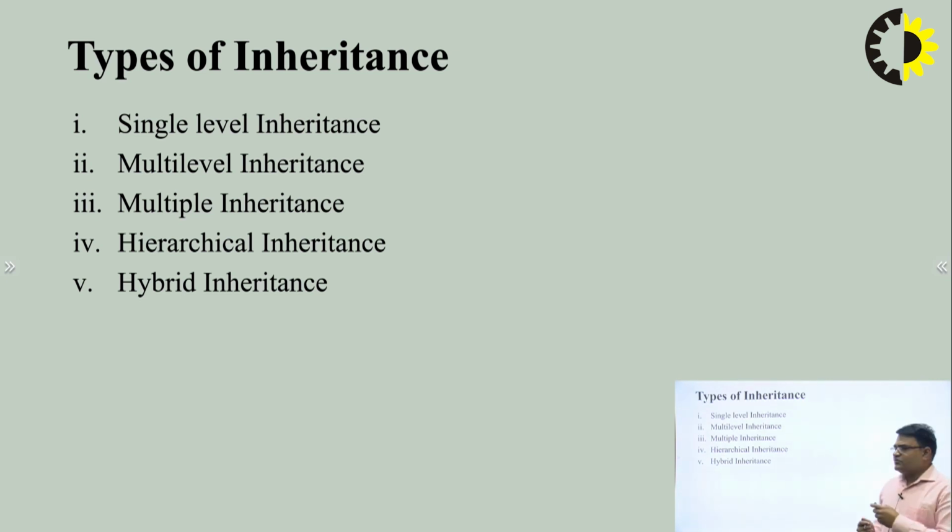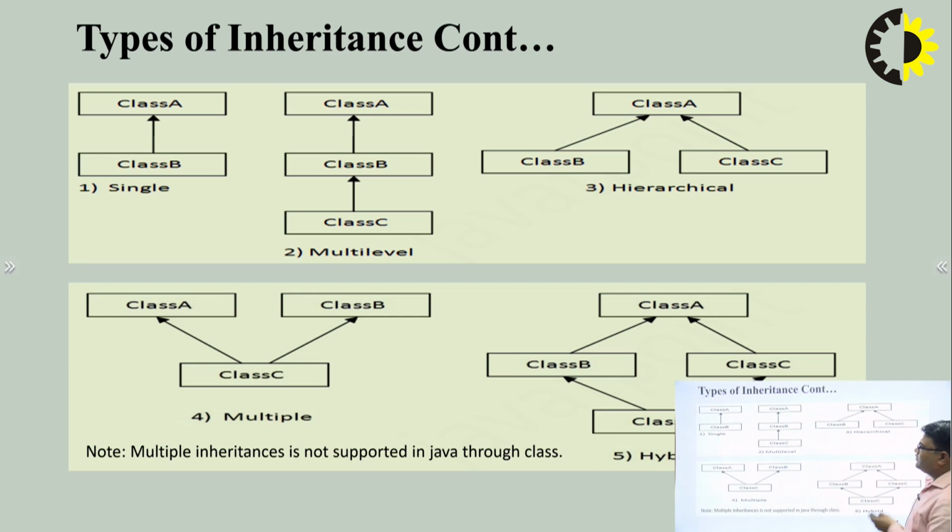Single level inheritance we illustrated in the example with a diagram. This is single level inheritance, then multi-level inheritance, then hierarchical, and multiple inheritance. First of all, we come to single level inheritance, where only two classes are participating: one is the parent class and the second is the child class. All the properties of class A, the base class or parent class, are inherited by class B, which is the child class or derived class.